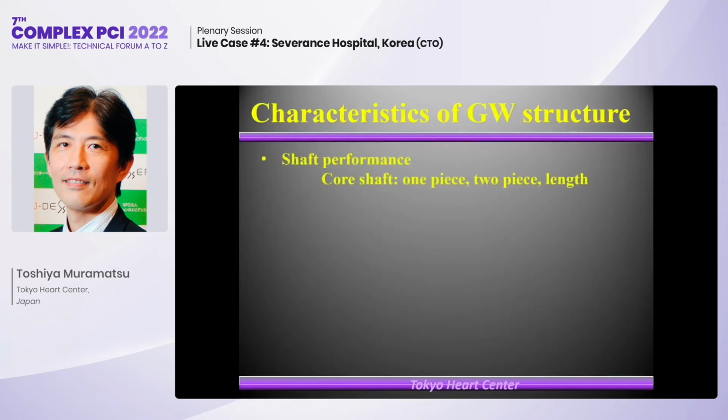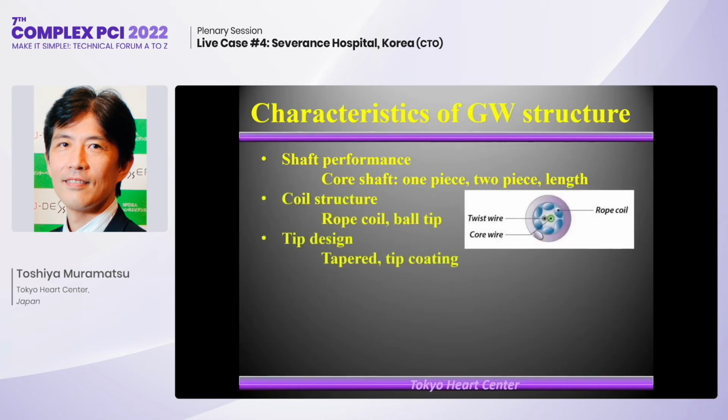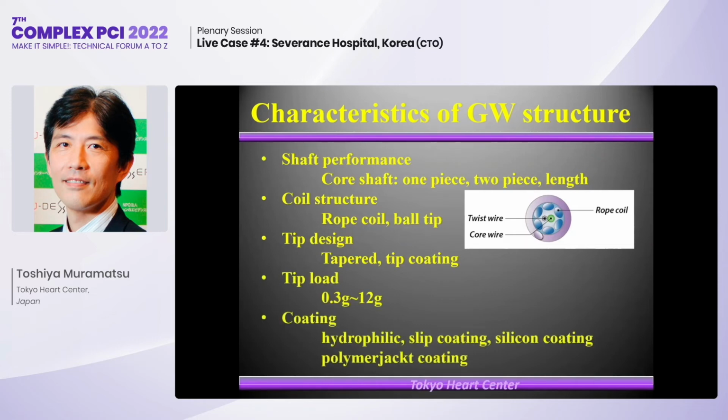For the characteristics of the guide wire structure, the important issues are the shaft performance and the coil structure, especially the low coil structure, for example the Gaia series, and the tip designs: tapers, tip coating and tip load, and the coating, hydrophilic slip coating and polymer jacket coating.